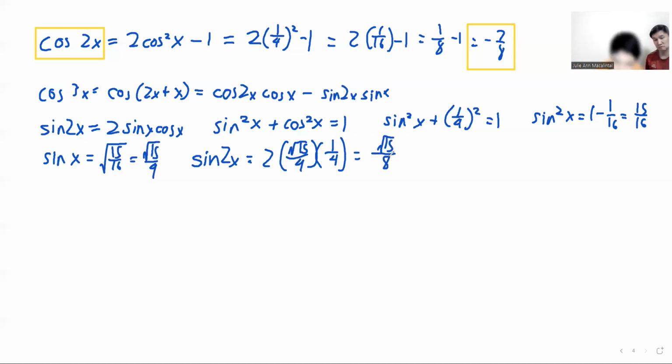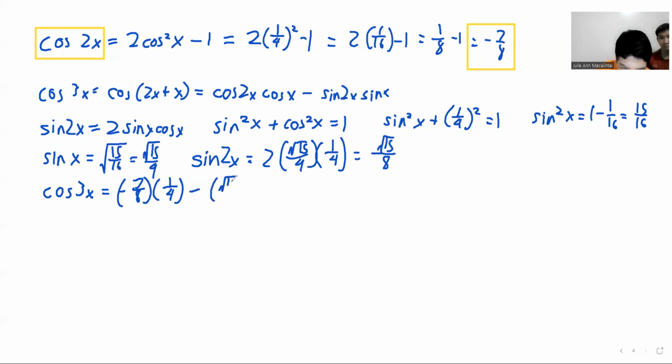Okay, good. So now we know every single thing we need to know cosine 3x. Cosine 3x is cosine 2x, negative 7/8, times cosine x, which is 1/4, and then minus our newly found square root of 15 over 8, which is sine 2x, times square root of 15 over 4, which is sine x. So multiplying the square root of 15 by the square root of 15 is 15, and both denominators multiply to 32.